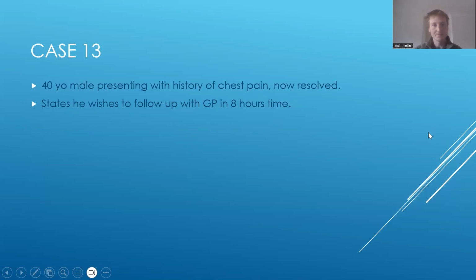Okay, moving on. Case 13, a 40-year-old male patient presenting with a history of chest pain that's now resolved. And he wants to follow up with his GP in 8 hours' time.